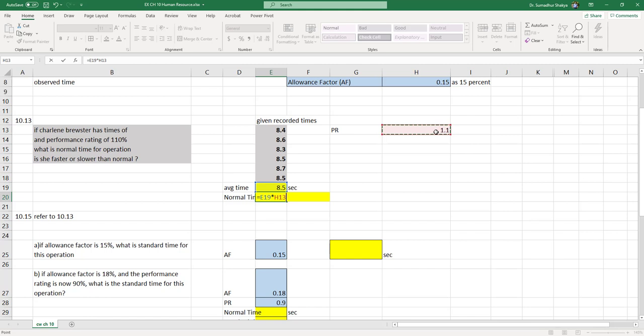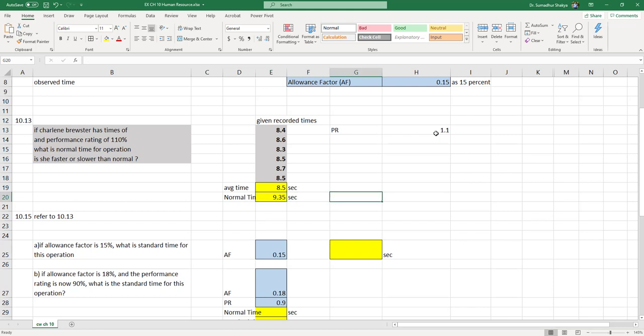This is how much a normal person with only 100% performance rating will take, so the normal person will take longer. Now the question is, is she faster than normal? Of course she's faster than normal. First of all, because she takes less time than the normal time. That's one hint. The second one is that her performance rating itself is about 10% more. So Charlene is faster than normal.